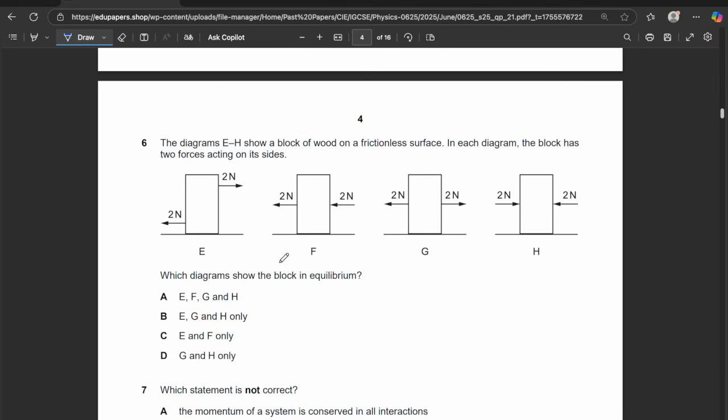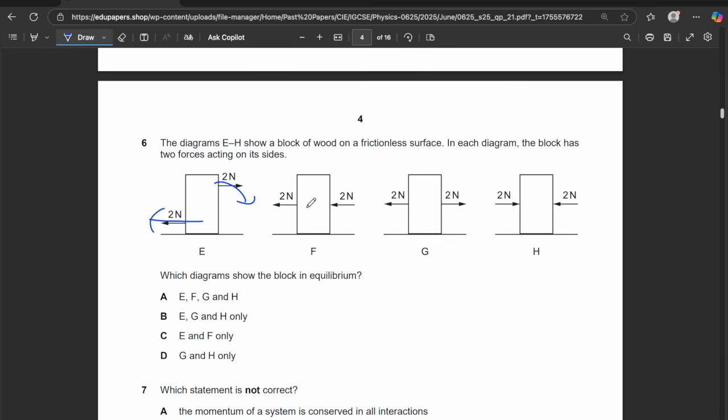6. The diagrams E to H show a block of wood on a frictionless surface. In each diagram, the block has two forces acting on its sides. Which diagrams show the block in equilibrium? So equilibrium means there is no net force and no net moment. In E, the lines of action of the forces don't pass through a common point, which means the forces will make it start to rotate instead of being in equilibrium. So this will be wrong.